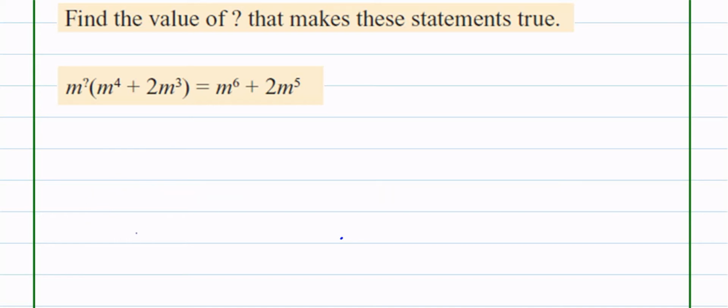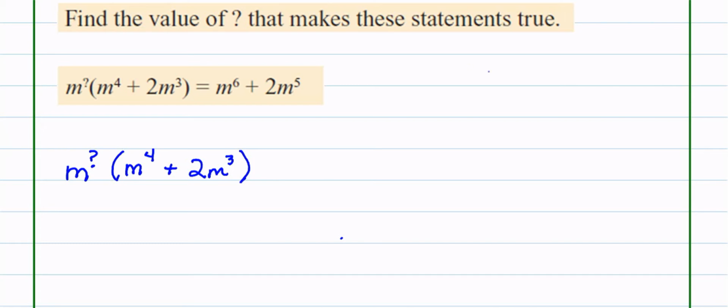Now, let's take a look. I'm going to go ahead and write out m to the question mark. It's going to get distributed into m to the 4th plus 2m cubed. Let's go ahead and take it out a step, okay? What are we doing?